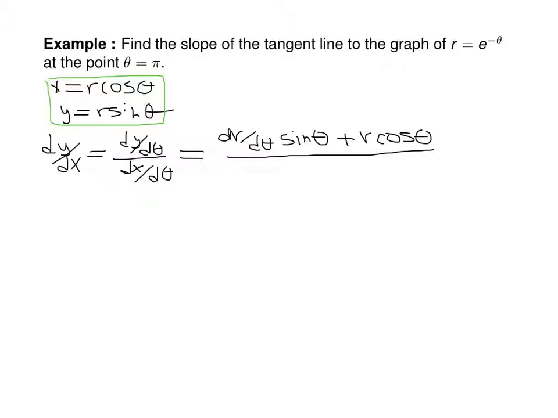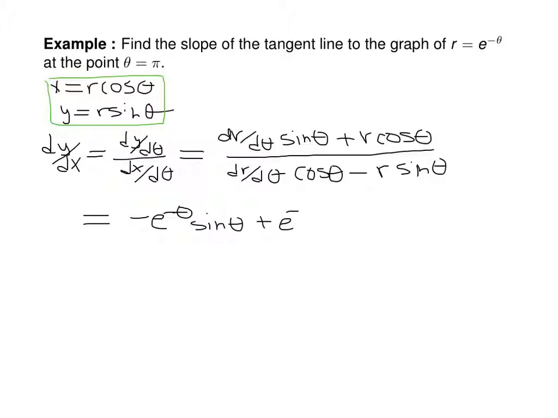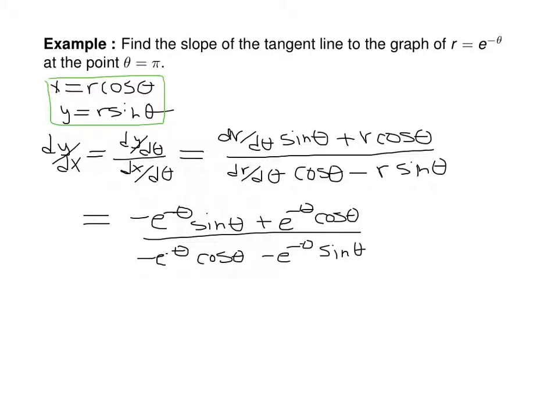over dr/d theta cosine theta minus r sine theta. It's probably easier to remember how to derive that than to memorize the formula itself. And now let's just plug everything in. So dr/d theta will be negative e to the negative theta sine theta plus e to the negative theta cosine theta over negative e to the negative theta cosine theta minus e to the negative theta sine theta.